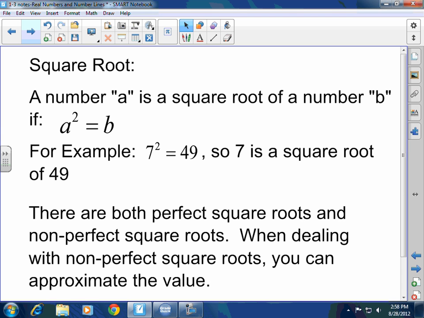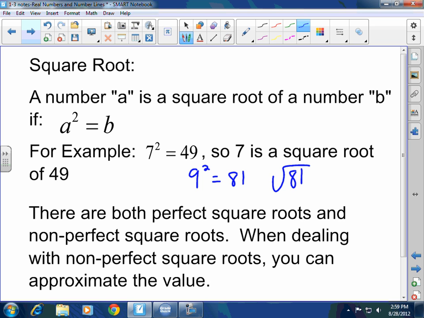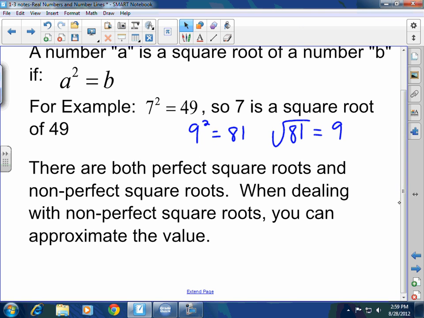Now, we already learned about exponents and powers and bases, so hopefully you can understand square root is when a number is multiplied by itself to give me a product. The square root of 81 is 8. Why? Because 8, I'm sorry, it was 9, my bad. 9 squared equals 81, so the square root of 81 equals 9. Now, there are both perfect square roots and non-perfect square roots. When dealing with non-perfect square roots, you can approximate the value.